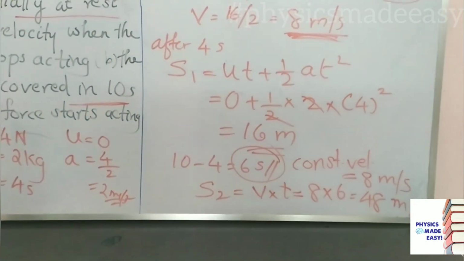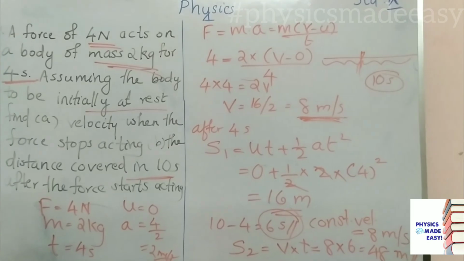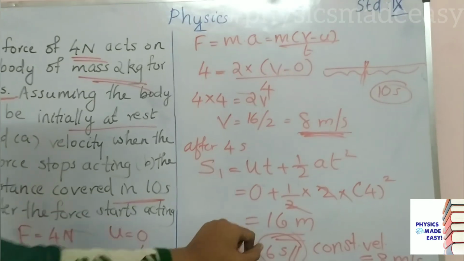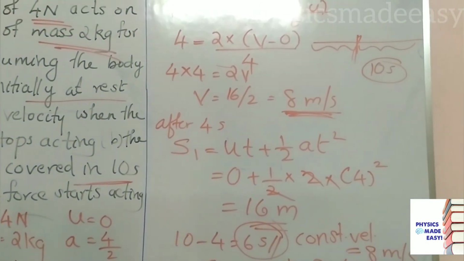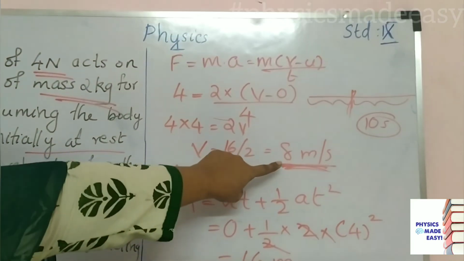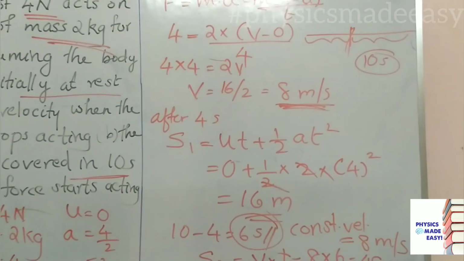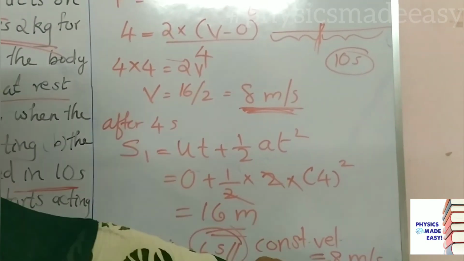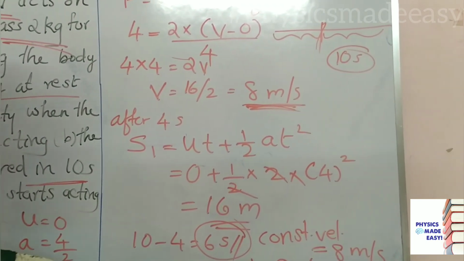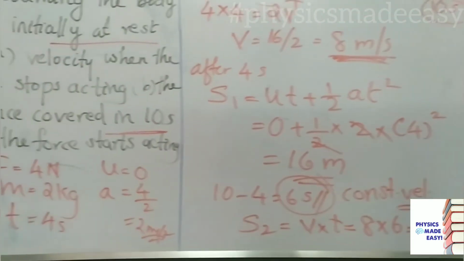Okay children, so here total time taken 10 seconds, but in the first 4 seconds the object is under the control of a force. So there the distance travelled is equal to 16 meter. After that 4 seconds the force is stopped. At that time the object acquired a velocity, that is the final velocity 8 meter per second. After that for 6 seconds also that object is moving, but moving with constant velocity, that is 8 meter per second. Then the distance covered we can find by using this formula, V into T, 8 into 6, that is equal to 48 meter. Then what is the total distance travelled by that object?